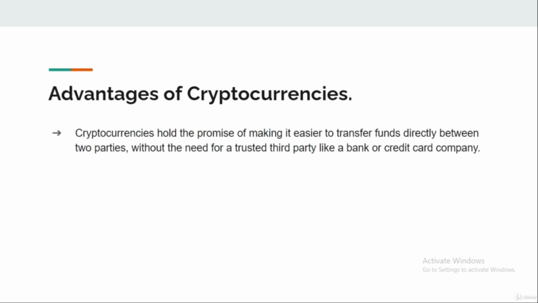Cryptocurrencies hold the promise of making it easier to transfer funds between two parties without the need of a trusted third party like a bank or a credit card company. Yes, the transaction process of cryptocurrencies is pretty easy and convenient as the transfer is conducted through blockchain technology. There is no need of a third party organization like a bank or government for secure transfer of these virtual currencies. For transferring cryptocurrencies, only the public key of a person is required.